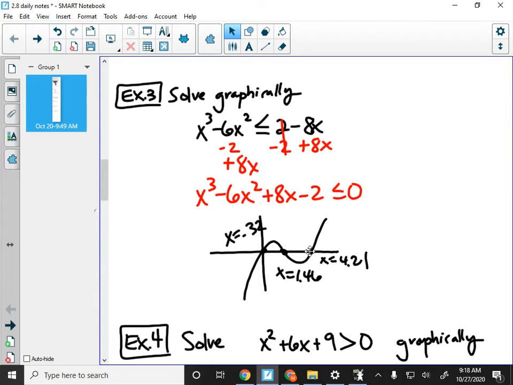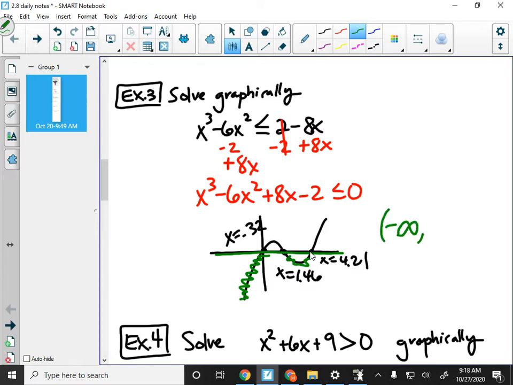This one is now saying when is it less than or equal to zero. Here's zero. Less than or equal to zero would be this piece and this piece. That first piece is starting as far left as I can go, so negative infinity, and it's going all the way up to that 0.32. In this case, I want to include it because it says less than or equal to. And then my second piece would be from 1.46 to 4.21, and there would be our two graphs, or two intervals.